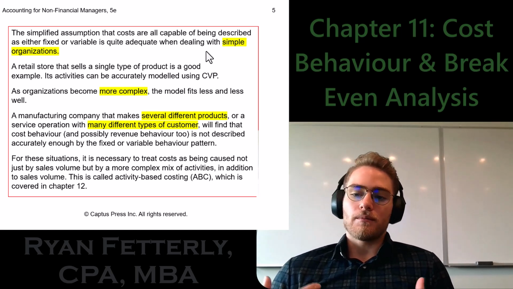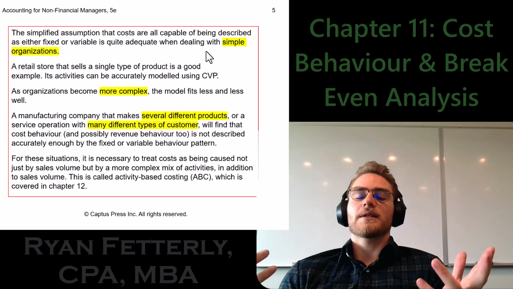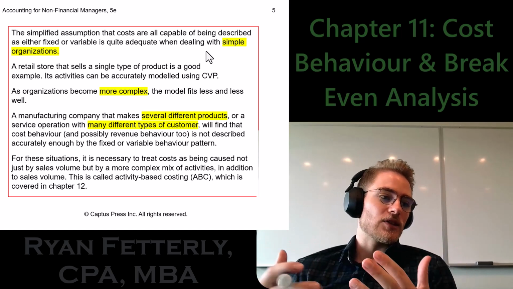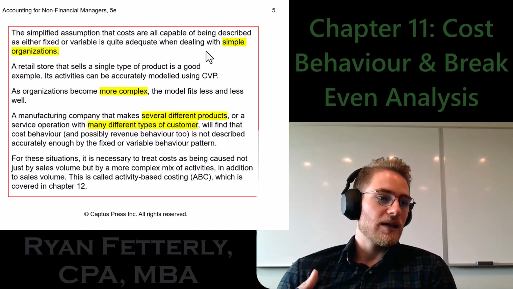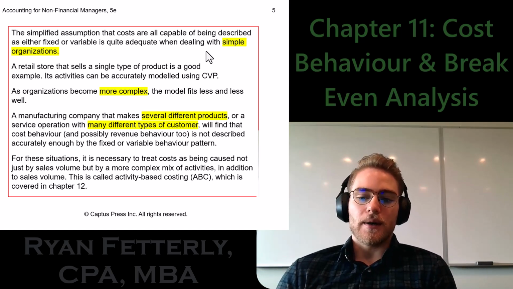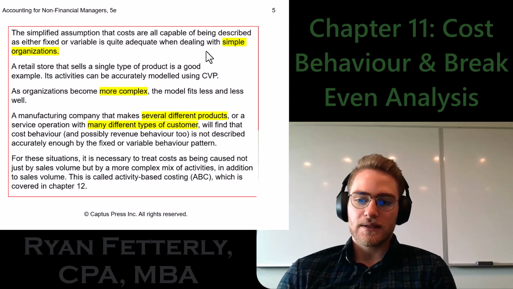As they become more complex, you sell more different types. Maybe you have services and you also have products at this point. Each one has a different variable cost, right? And then your fixed costs become more complex over time too. This simple application tends to fit less and less.